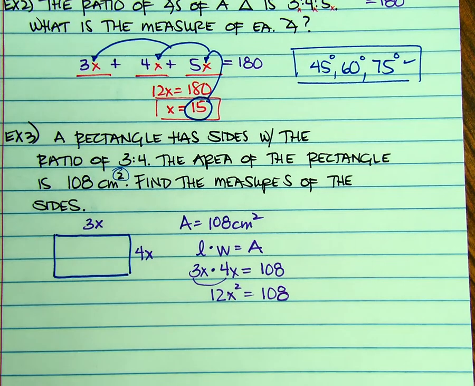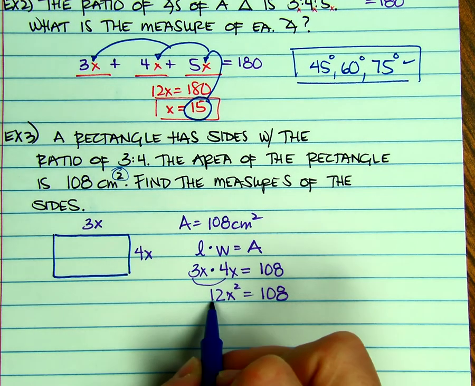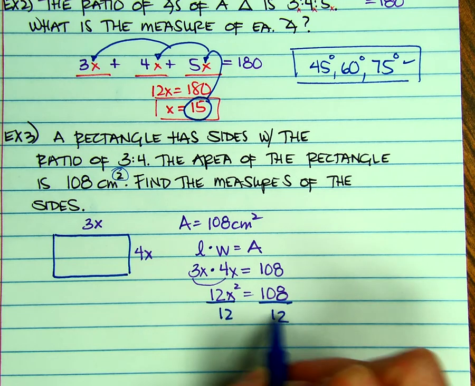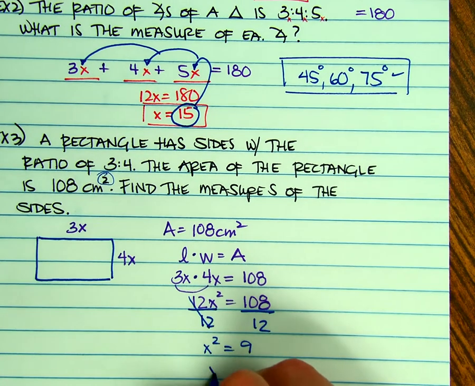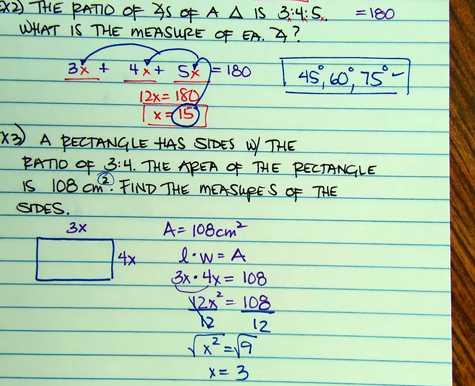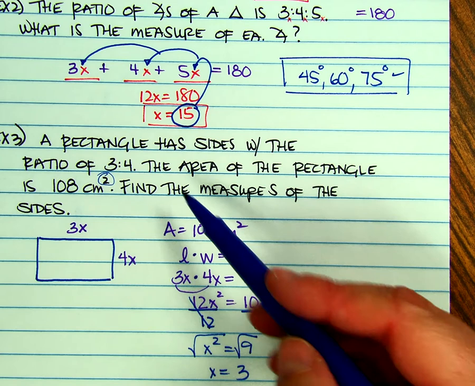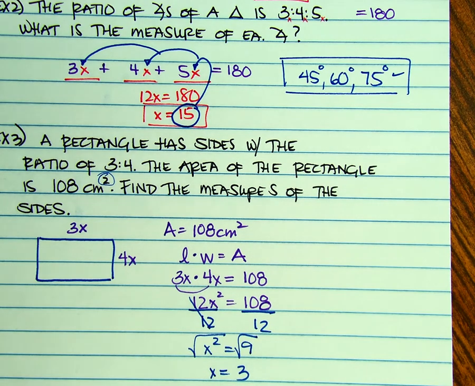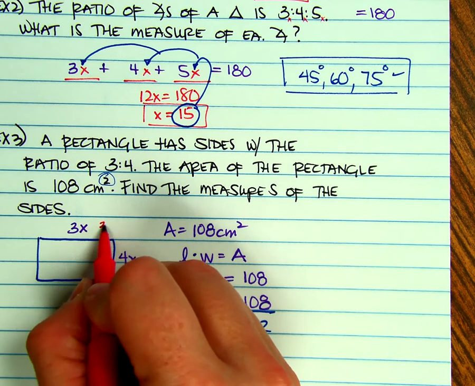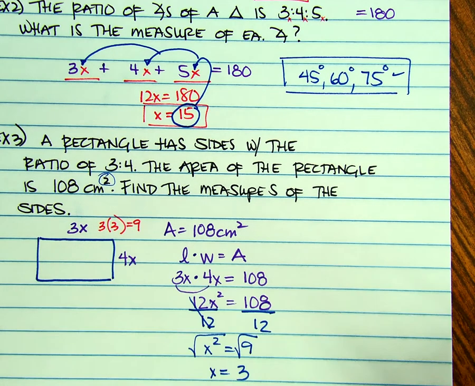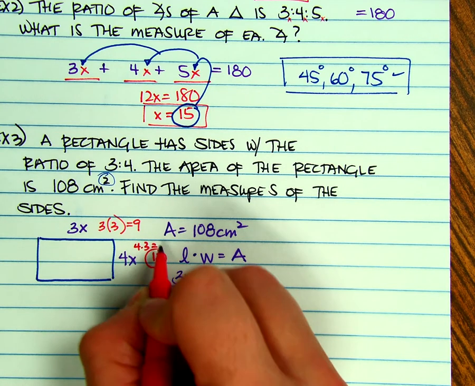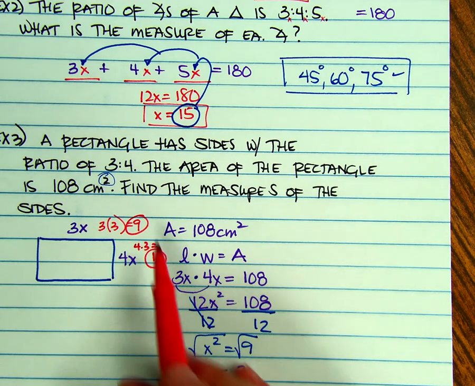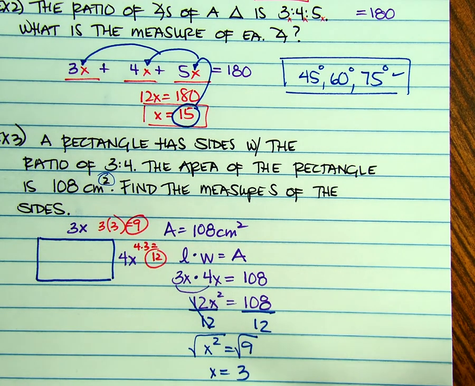And when we are solving, you solve for the variable first. So you're going to get rid of the 12 by dividing. So x squared equals 9. And when we solve, we get x to equal 3 because we are taking the square root of both sides. So let's go back and look at the question. Find the measures of the sides. So again, when I have to go back and substitute, I put a 3 in here, and 3 times 3 gives me a side of 9. 4 times 3 gives me a side of 12. So I have a 9 and a 12. So 9 times 12 should equal 108, and it does, so it does check.